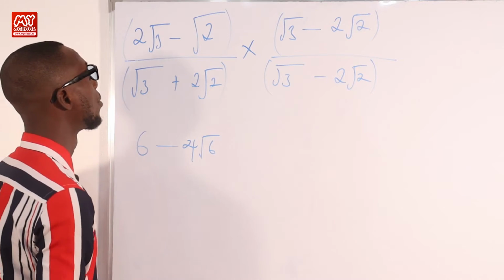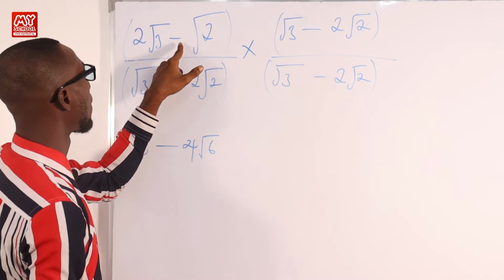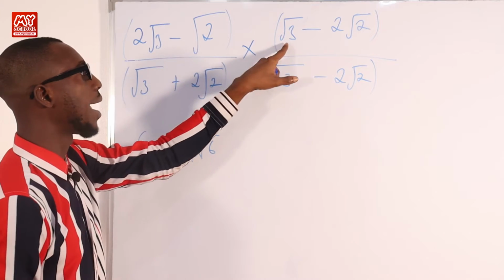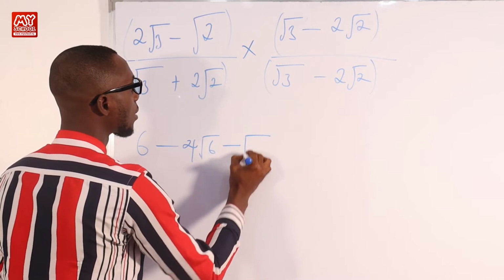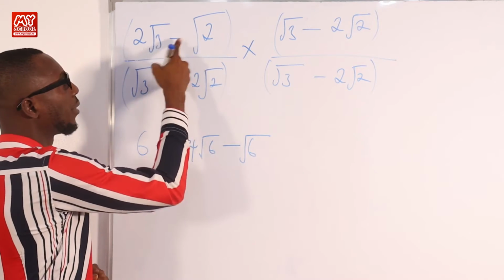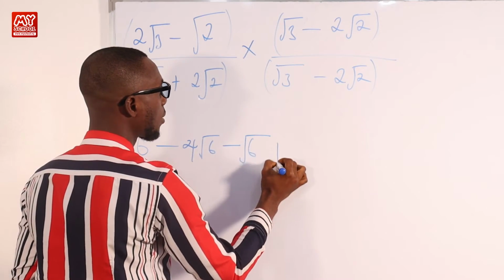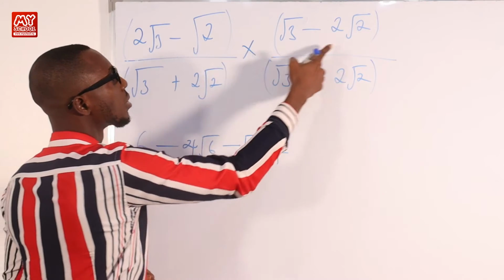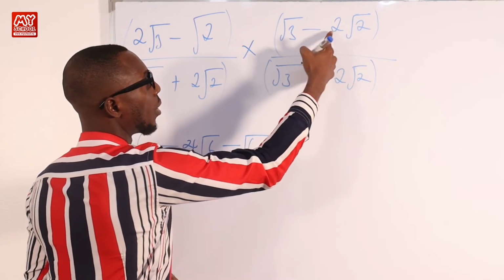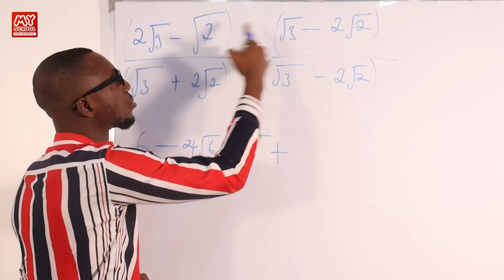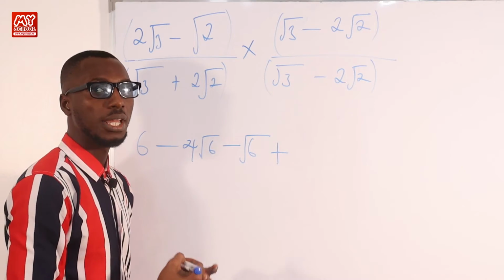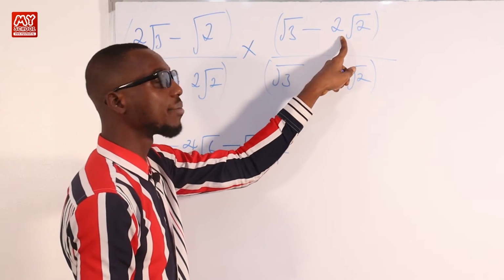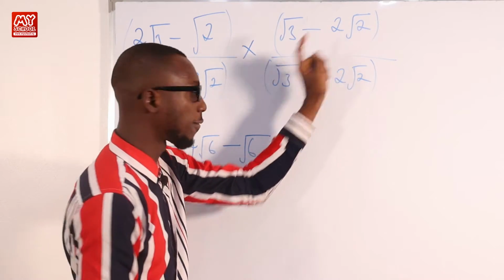We'll move to the next one. Minus root 2 times plus root 3 gives us minus root 6. Then minus root 2 times minus 2 root 2: minus times minus is plus. Root 2 times root 2 is root 4, the square root of 4 is 2, and 2 times the 2 outside is 4.